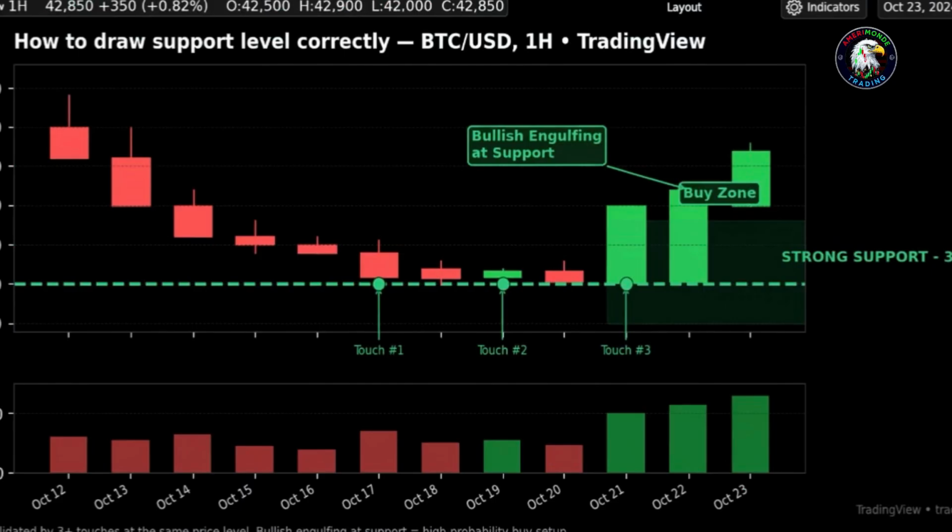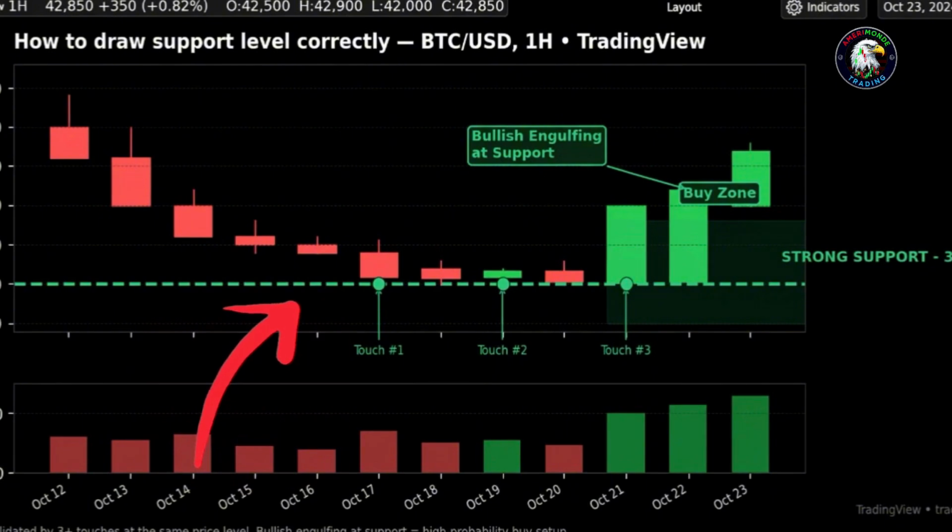How to draw support the right way. Most beginners draw it wrong. You need at least 3 touches. Look here. First low at 45,000. Price bounces up. Second time, price comes back to the exact same 45,000 level. Bounces again. Third time, same level, bounces again. Now you connect these 3 lows with a horizontal line. That is valid support. The more touches, the stronger the level.